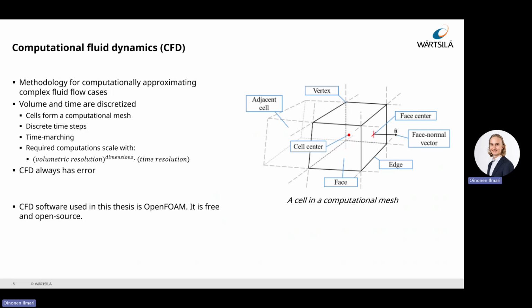In the case of time variable fluid flows, such as the one focused on in this thesis, the simulation time is also divided into discrete time steps. The governing equations of fluid flow are solved for each cell of the mesh for one time step at a time, based on the solution of the previous time step in a sequence called time marching. This is done until the last time step at the end of the simulation time. The required number of computations scales with the volumetric resolution of the mesh for each dimension and the time resolutions.